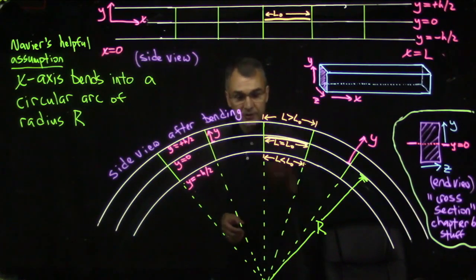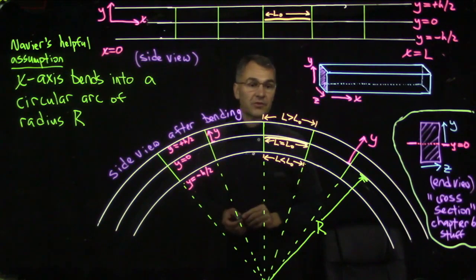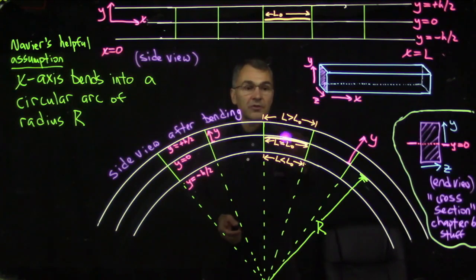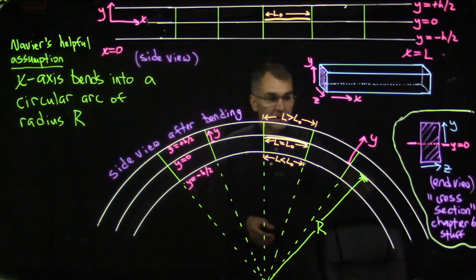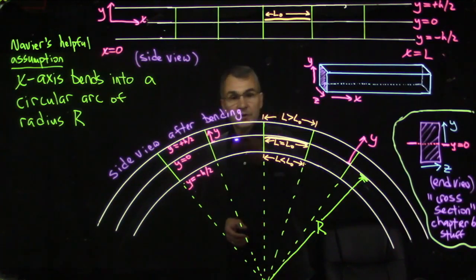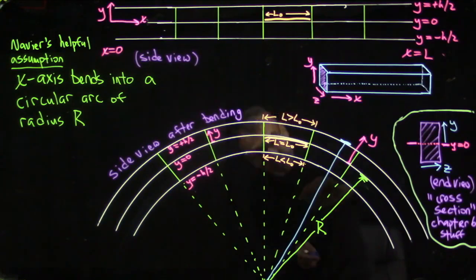And by using the fact that these are circular arcs, we can see exactly how much bigger than L0 this is and how much smaller than L0 this is by taking these surfaces of constant y to be circular arcs with the same center. So if this distance from the common center is r up to the y equals 0 plane, then this distance up to the top surface of the beam must be r plus h over 2.